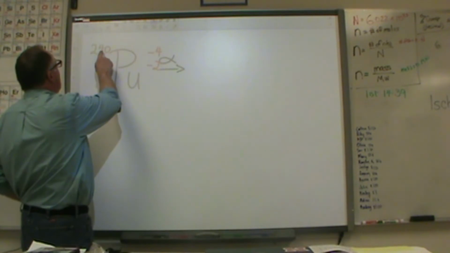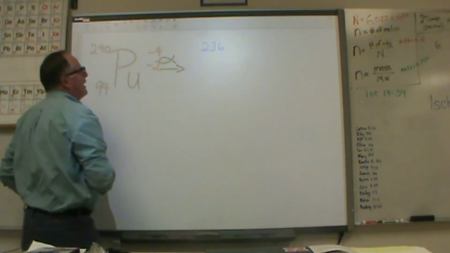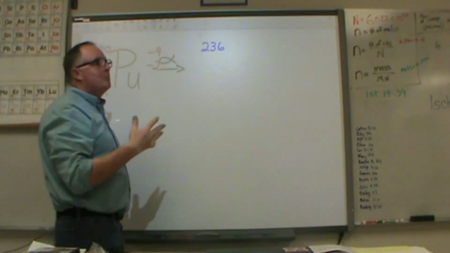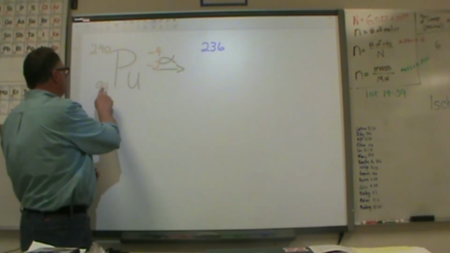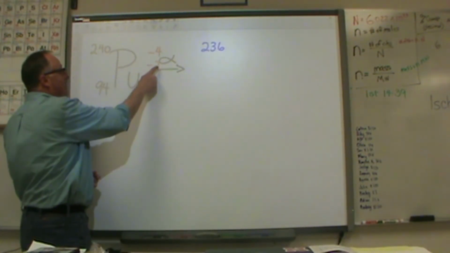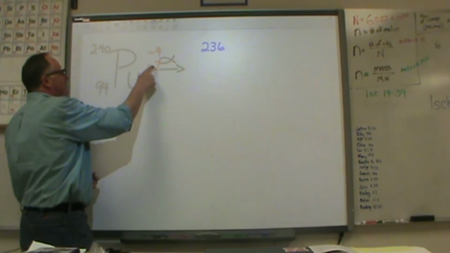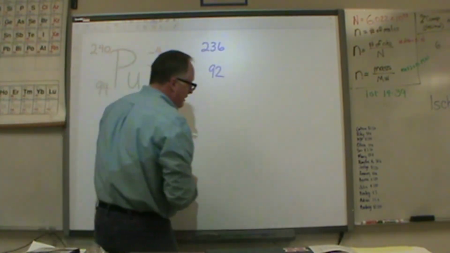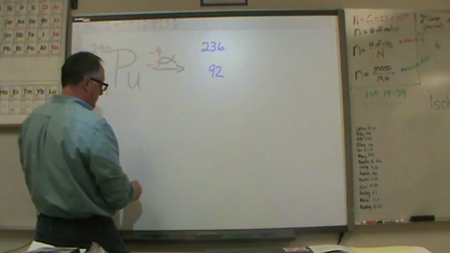So if I take 240 minus 4, I get 236. And that doesn't identify anything. Many different elements can have a mass of 236. But if I have 94 protons, and I just lost 2 of them in this alpha particle that left, 94 minus 2 is 92. And now I can look, if I can remember where I put it.